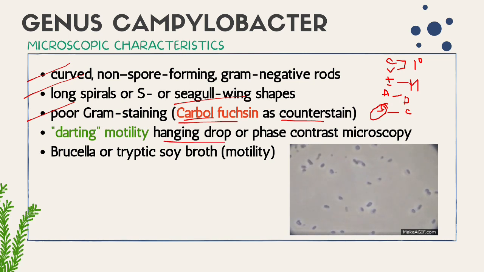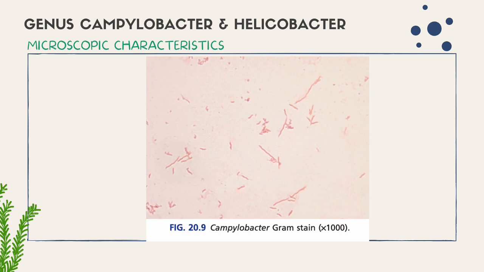On hanging drop and phase contrast microscopy, they have the motility of darting characteristic. So parang ganito sa picture or video. If you know the game darts, it's as if you are throwing darts. So ganun yung motility nila. So parang iniumpog nila yung sarili nila sa microscope. Ayan. So ang cute, 'di ba? If hanging drop or phase contrast microscopy is not available, we can observe the motility or growth using Brucella or tryptic soy broth.